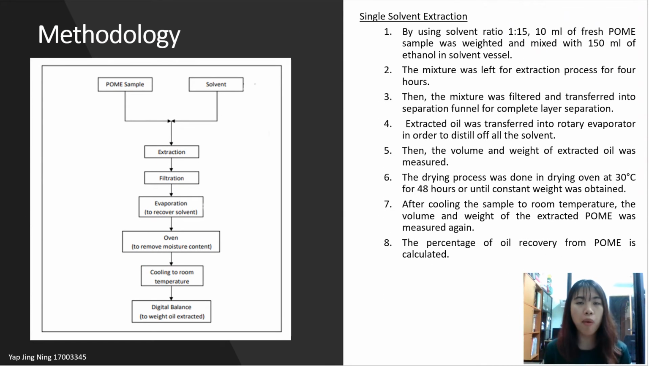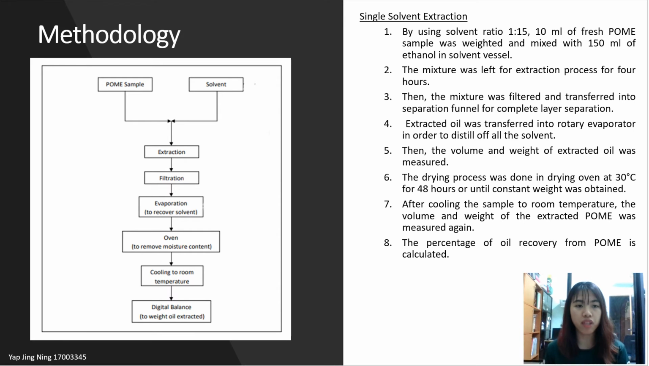I'm Jinny and I will present the methodology of the single solvent extraction. First of all, using the solvent ratio of 1 to 15, 10 ml of fresh palm oil mill effluent sample was weighed and mixed with 150 ml of solvent, which is ethanol, in the solvent vessel. Then we go to the extraction process. The mixture was left for extraction for 4 hours.